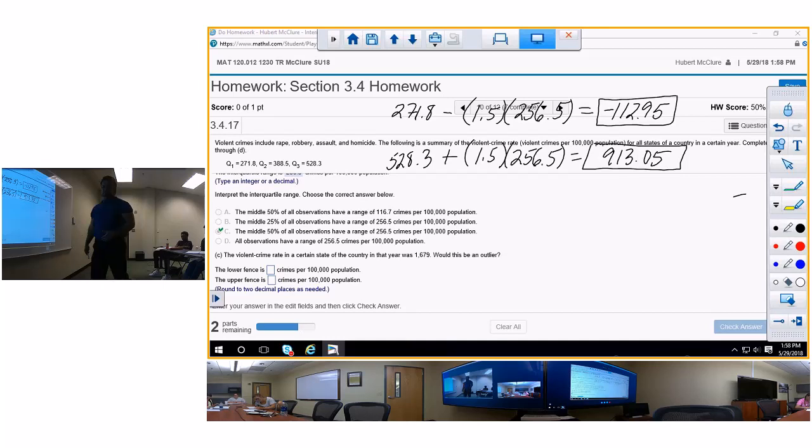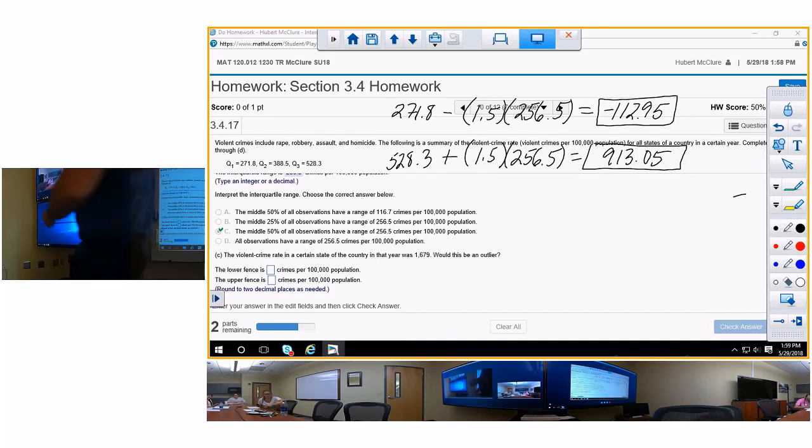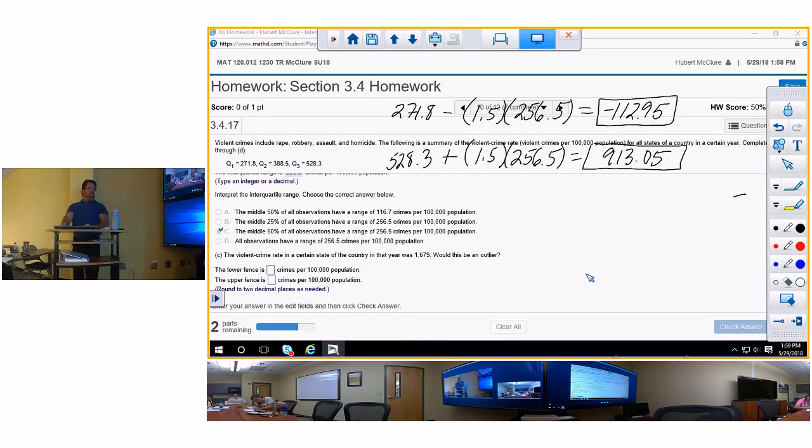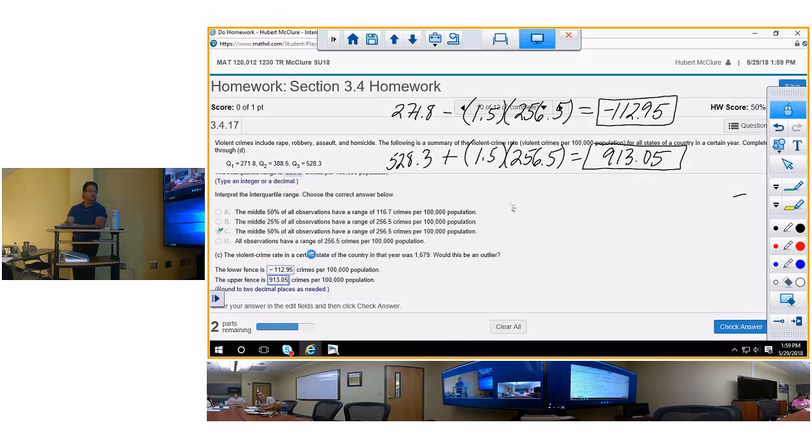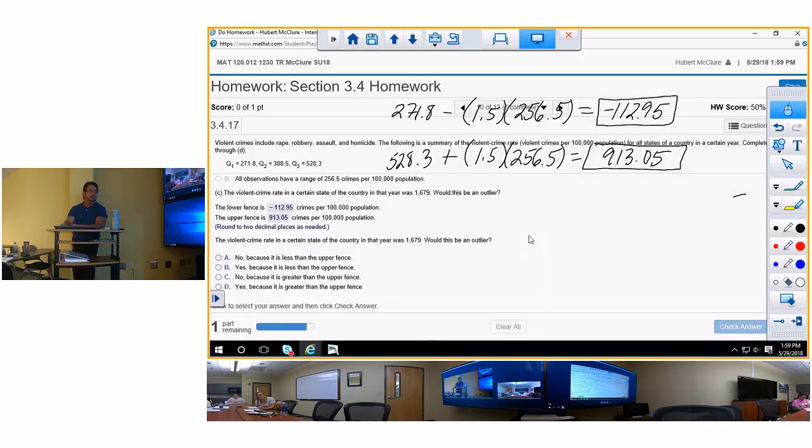I mean, honestly. Like I said, if it wasn't for the standardized test, I wouldn't even go over it. Okay? So the lower fence right here is negative 112.95. It says rounded to 2 decimals, so that would be negative 112.95. And this would be 913.05. And we're well done. Would that be an outlier? Yes.